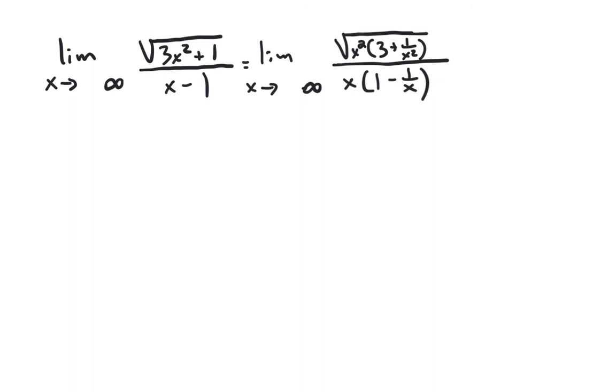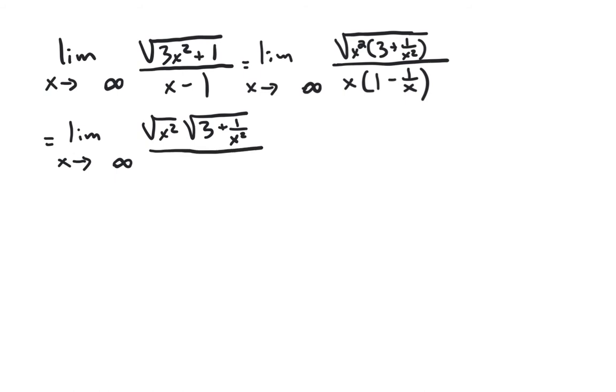And now, well, we can split up that square root. So let's go ahead and do that. So this is going to be the square root of, I need to write my limit in here because I didn't take the limit yet. So I need to tell people that I'm still interested in the limit of this expression. So keep that there. So I'll write this as the square root of x squared times the square root of 3 plus 1 over x squared, over x times this 1 minus 1 over x.